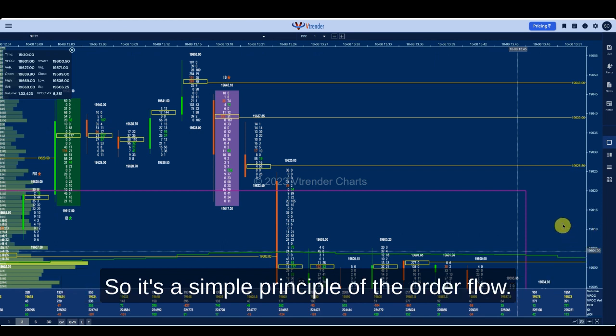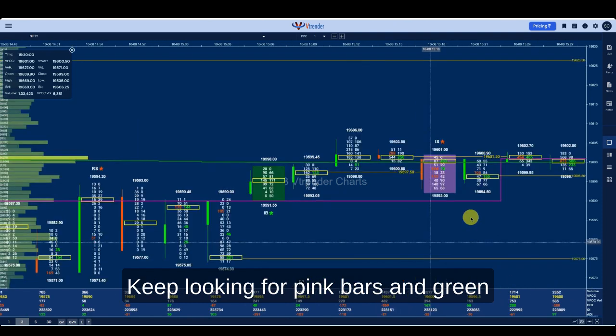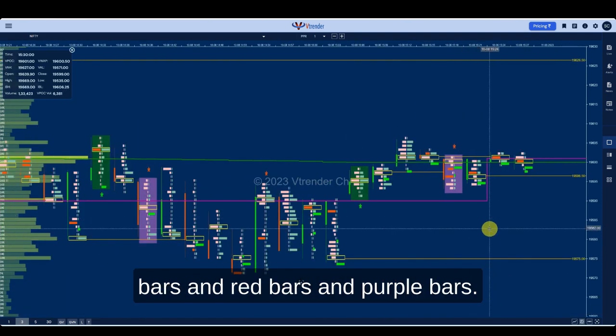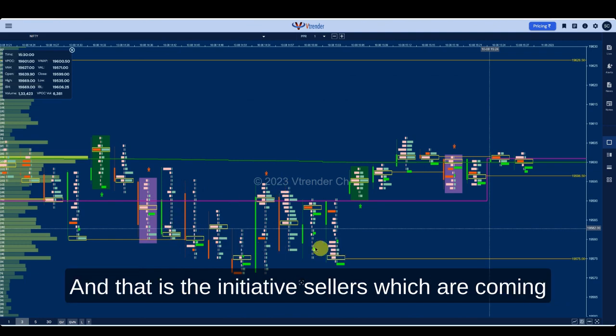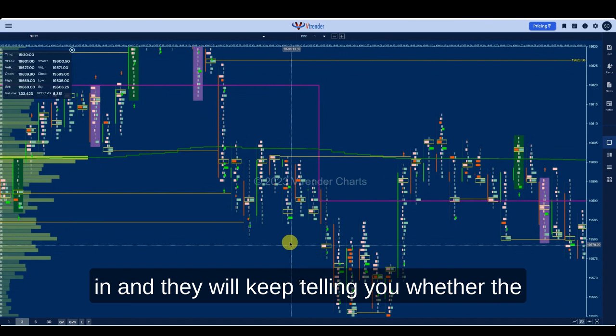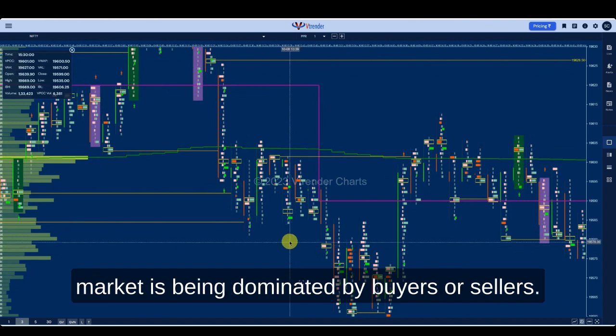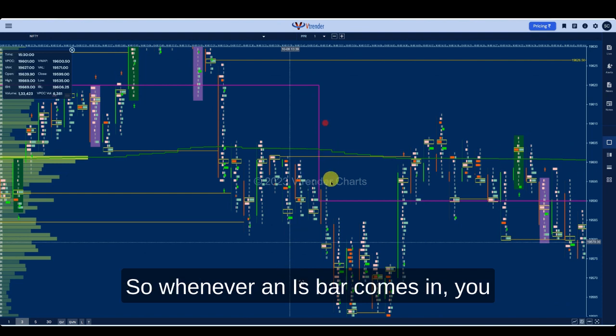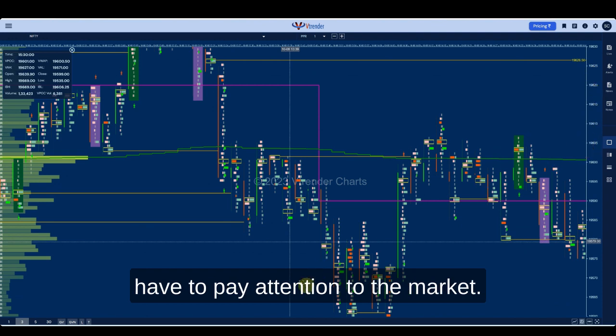So it's a simple principle of the order flow. Keep looking for pink bars and green bars and red bars and purple bars, okay, and that is the initiative sellers which are coming in, and they will keep telling you whether the market is being dominated by buyers or sellers. So whenever an IS bar comes in, you have to pay attention to the market.